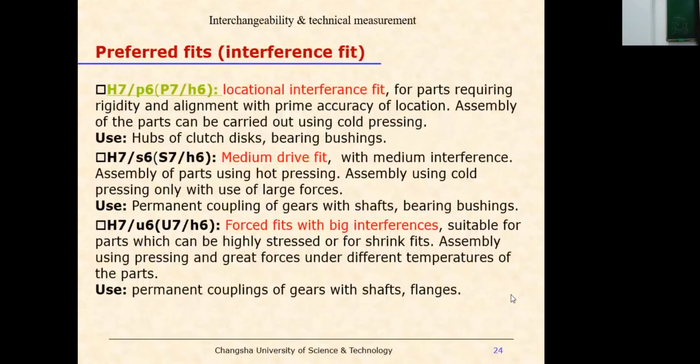And in this class, we learn how to choose the fit type, right? And how to choose the grade, right? With the function, how to choose the grade. And the purpose means how do we design the tolerance or the grade of the tolerance. So how can we design that?